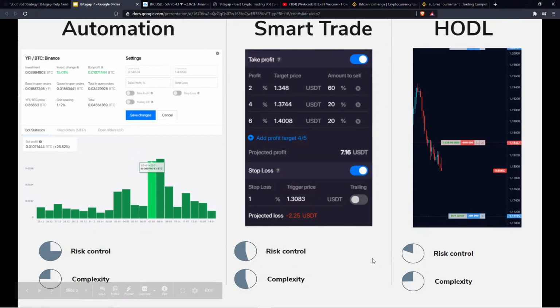The reason why I did not outline the profit infographics like I did for the risk control and complexity is because it can be the case that with automation you can generate more returns than in smart trade mode or in a simple HODL strategy. And it also can be the case that following the smart trade strategy you can outstrip the automation and HODL. So that's why I want to focus on the risk control today when it comes to automation, smart trade and HODL, and the complexity.